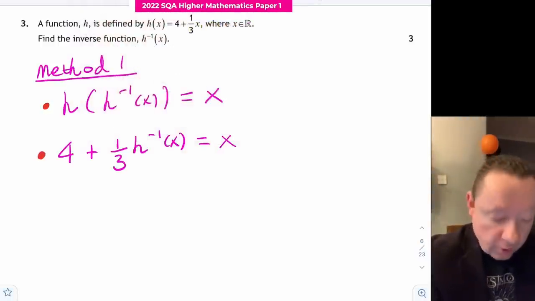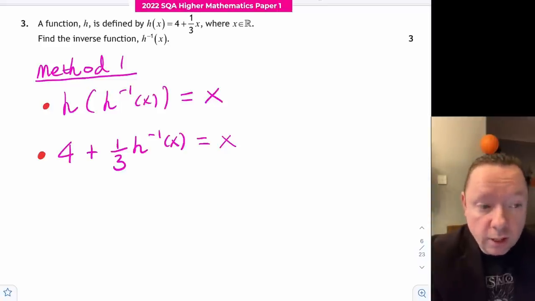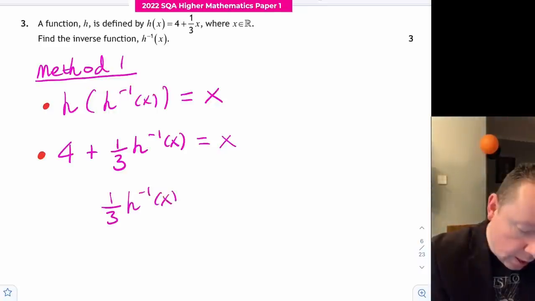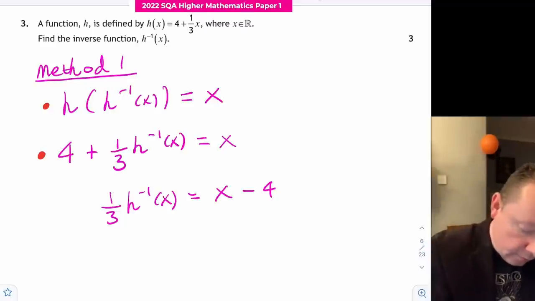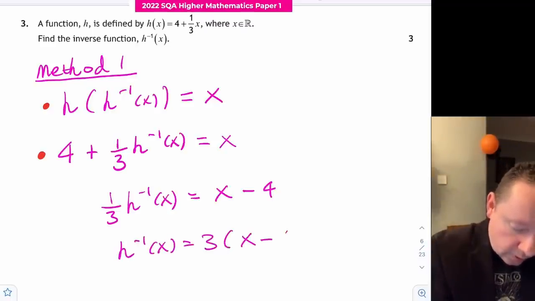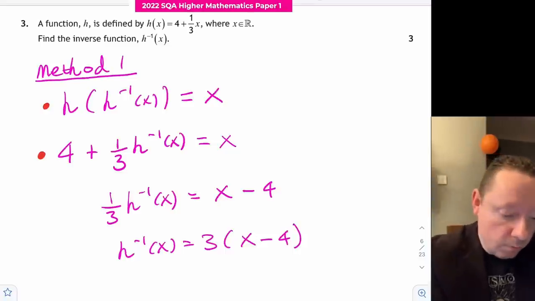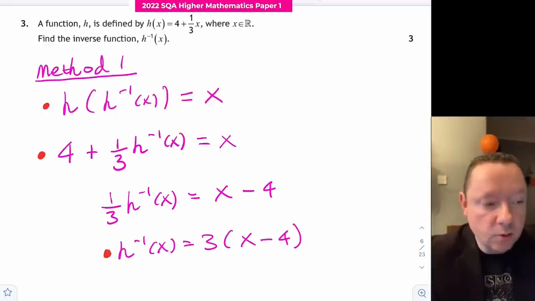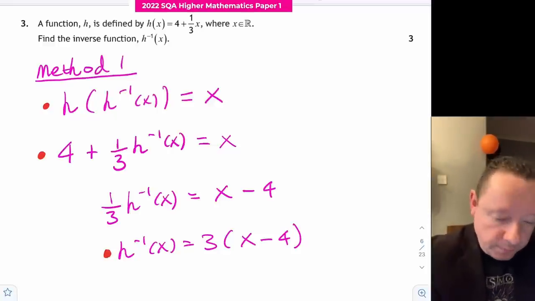And then for your third mark, the inverse function, the subject of that. So we'll need to do some work on that first of all. We've got 1 third of the inverse function equals x, take away 4, times by 3 then. The inverse function equals 3 times the whole of x minus 4. We can leave it in that form to get your final mark, or you could have expanded the brackets, but there's no need to do that. So there's your first method, and let's go through method 2 for the same question.